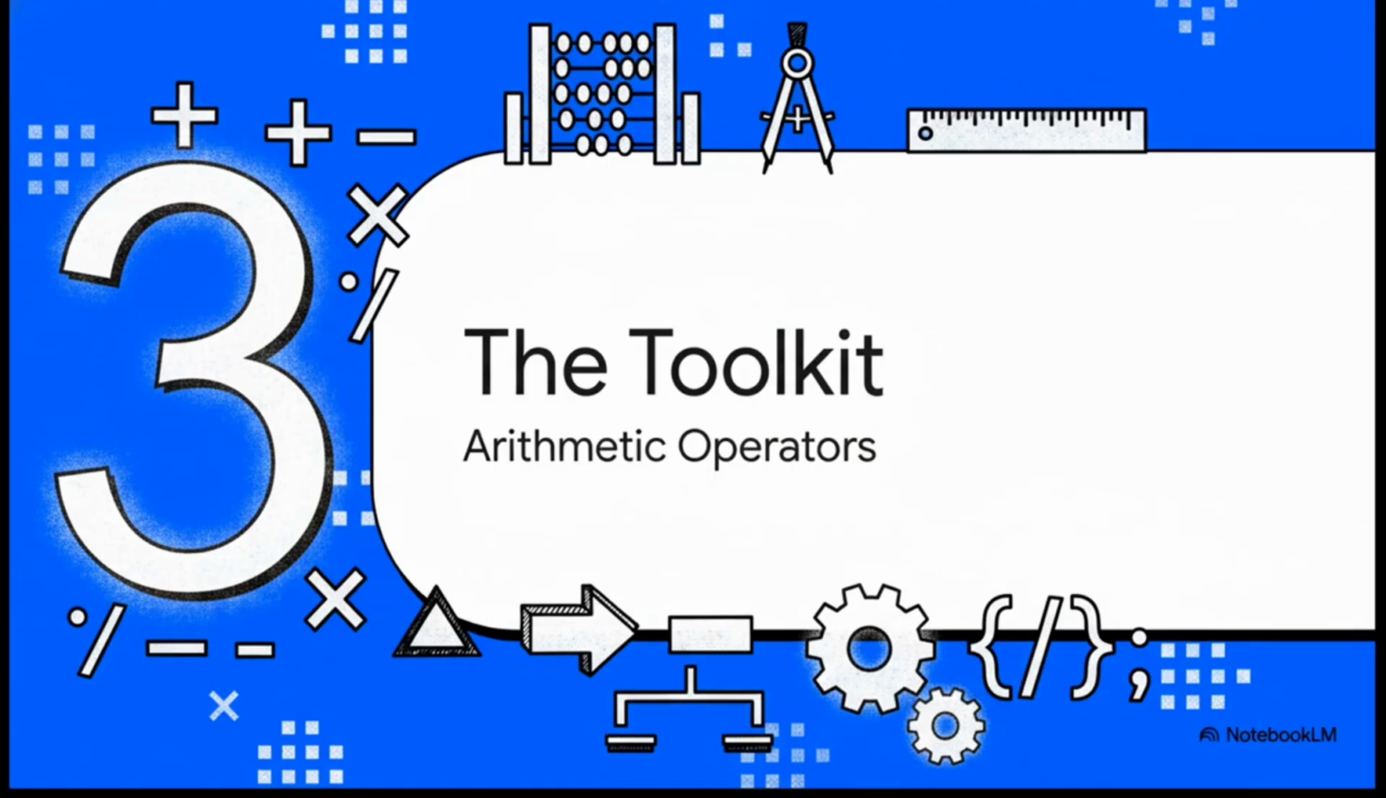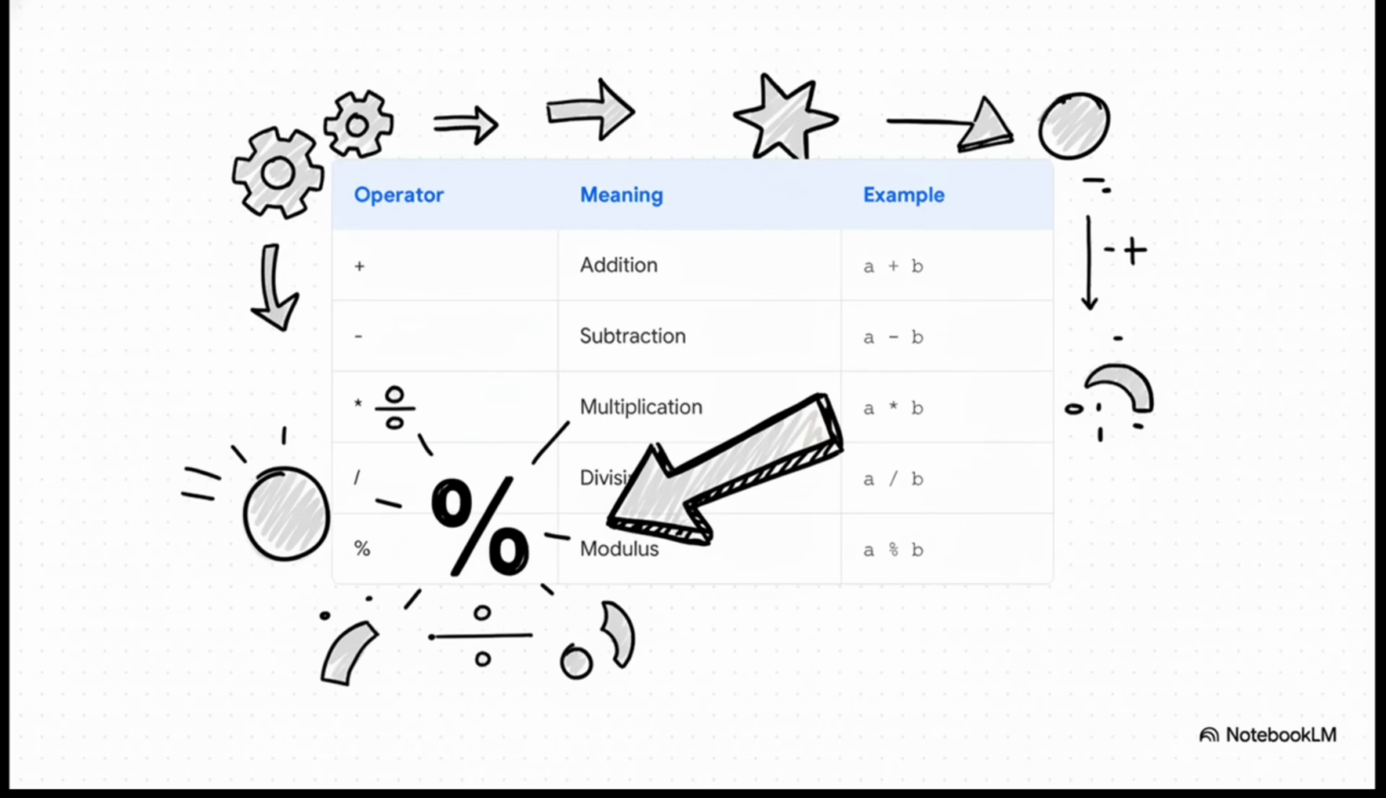The first set of tools we're going to pull out of our C toolkit are the arithmetic operators. These should look pretty familiar, because they handle all that basic math you learned back in school. You'll recognize almost all of these, right? Addition, subtraction, multiplication, division. But take a close look at that last one, the percent sign. That's the modulus operator, and it's kind of a programmer's secret weapon for doing things like figuring out if a number is even or odd. All it does is give you the remainder of a division.